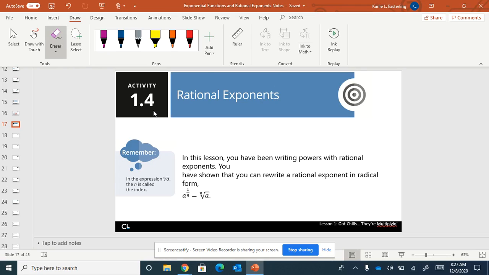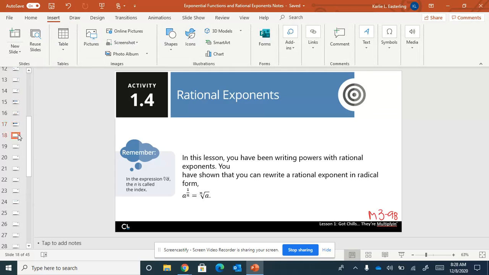So now we're looking at activity 1.4, and this is on page M398, if you're keeping up within the book. If not, like I said earlier, if it's something you need to write down, you need to pause it and write these notes down. These are your notes. In this lesson, you have been writing powers with rational exponents. You have shown that you can rewrite a rational exponent in radical form. So the rational exponent is a to the power of 1 divided by n. Then the radical form is the nth root of a, okay? So that is what that means, a bunch of big words.